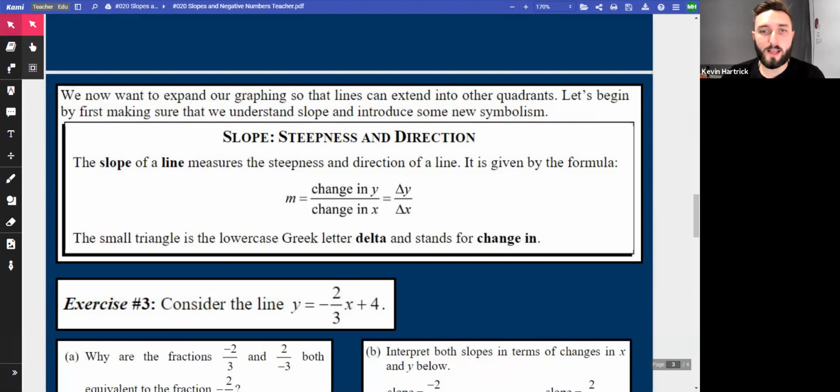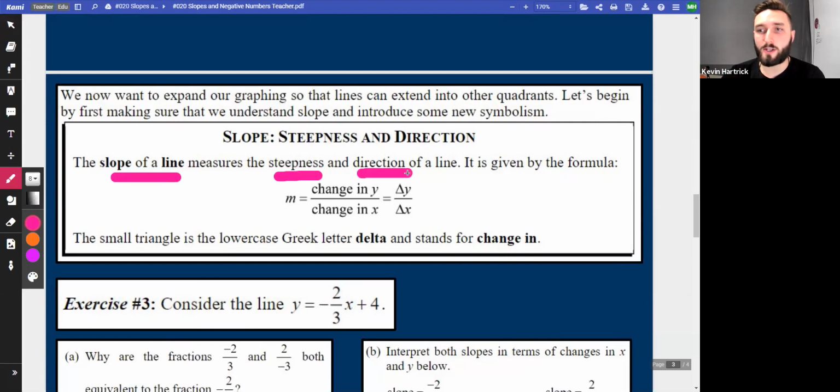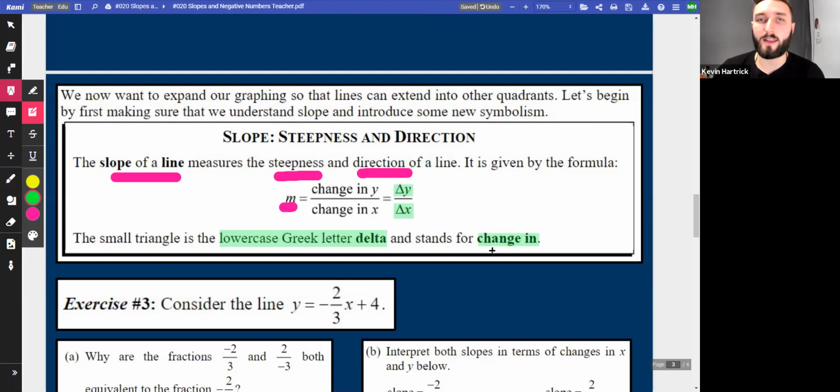So slope: steepness and direction. The slope of a line measures the steepness and direction of a line. It is given by this formula, and we know that it's m equals the change in y, so how much the y's are changing, over how much the x's are changing, right? And they're giving us these little things here, delta y, delta x. All that means is this little small triangle is a Greek lowercase letter delta, and it stands for change in. So basically, when you see this, it's just a shorthand form of saying the change in y over the change in x. So how much the y's are changing versus how much the x's are changing.